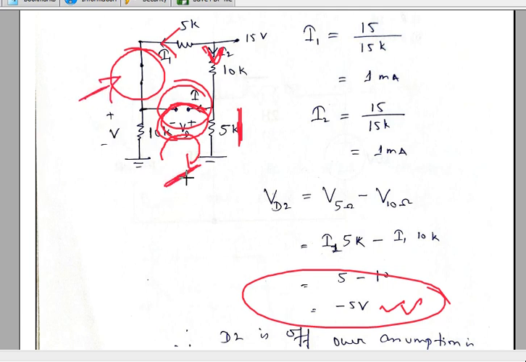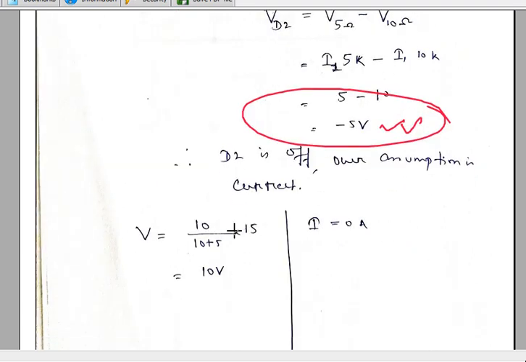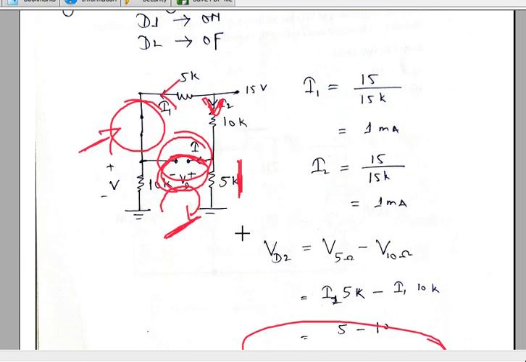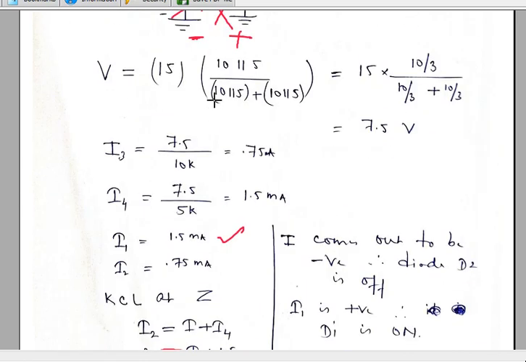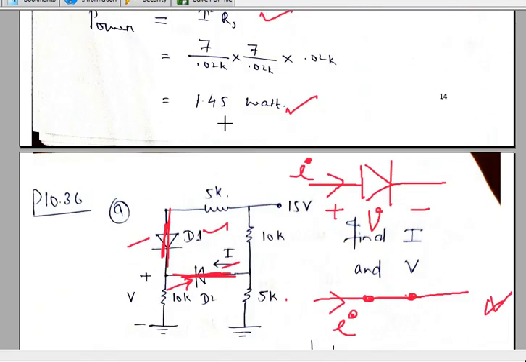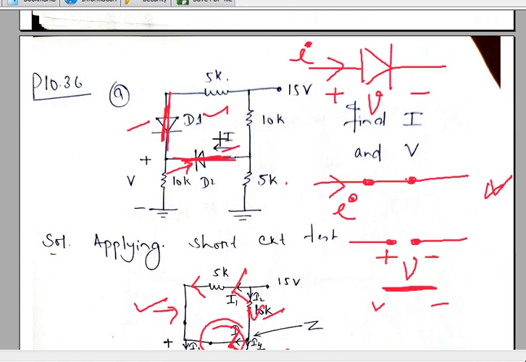Now we know the states of the diodes, and it becomes a fairly easy question to solve. After solving, V comes out to be 10 volt and I comes out to be 0, because this diode is off, so obviously the current is going to be 0. This voltage you can simply find by the voltage division rule, because this diode is on.